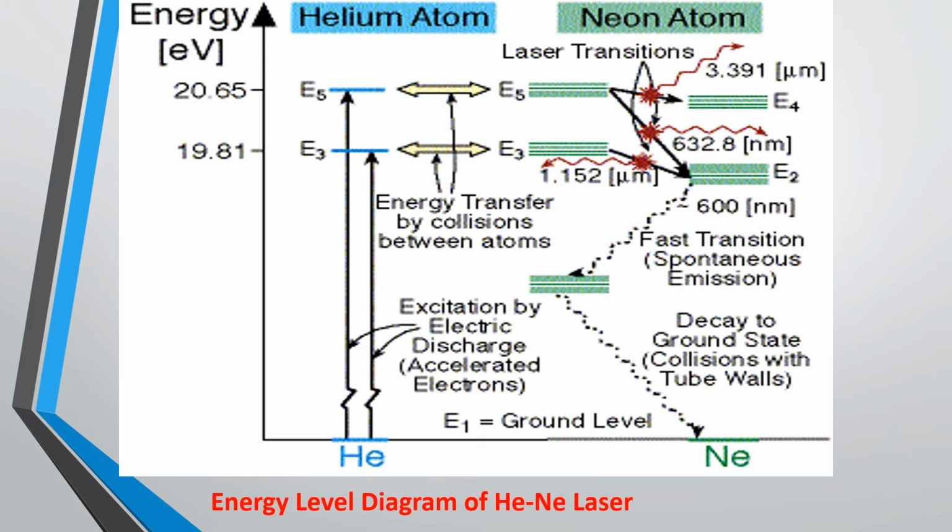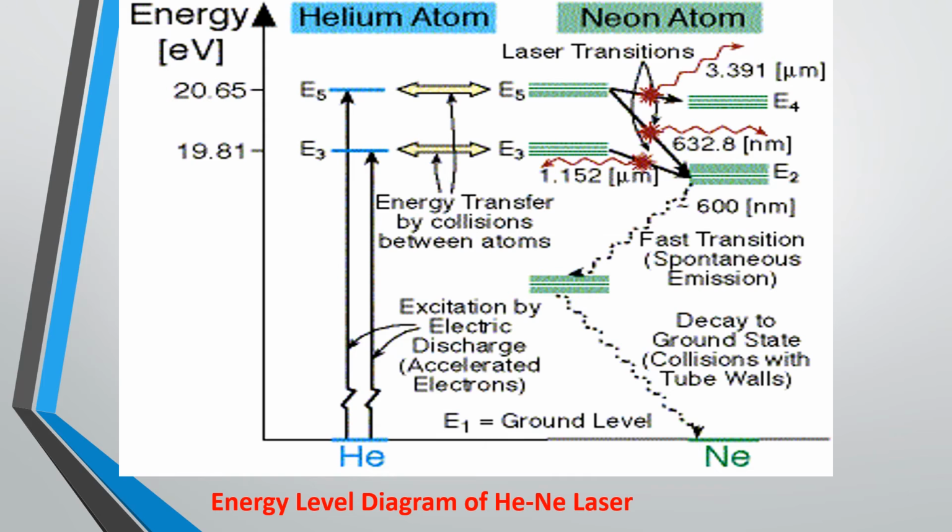E3 and E5 of helium transfer their energy to the neon by collision, and three possible transitions are seen here. You can see E5 to E4, E5 to E2, and E3 to E2. So these are the transitions you can see from here. These are the three transitions.